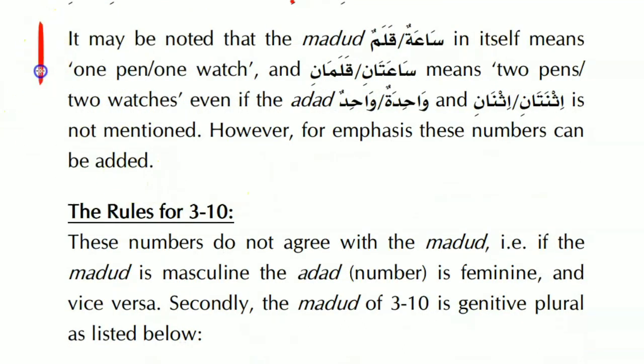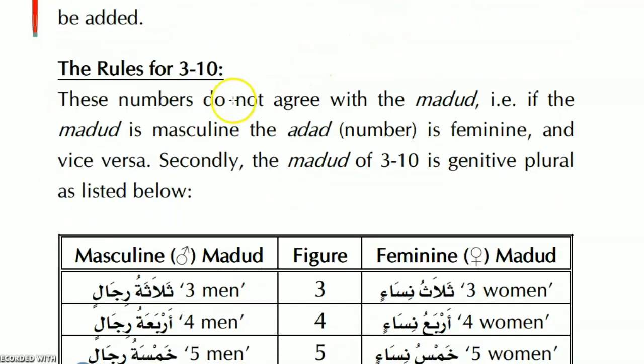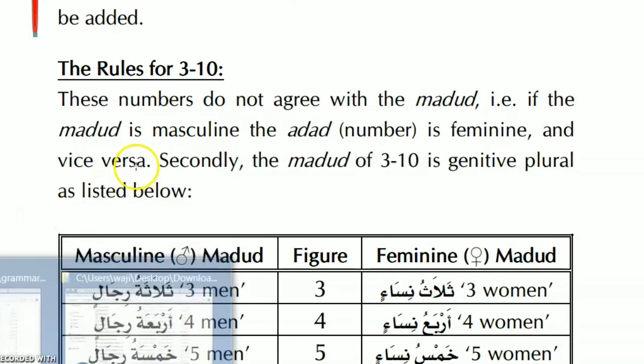Hopefully you are trying to understand what I am telling you. Fine. See, it may be noted that the ma'dud, qalamun or sa'atun itself, means 1 pen, or we say sa'atani means 2 pens. So wahidun and wahidatun have come accordingly with singular and dual, and muzakkar and muannas. Fine. Now the very important rule for 3 to 10. It is very important to understand what the rule is for 3 to 10, and it is quite different from 1 to 2. At first we understood 1 to 2 and now 3 to 10. These numbers do not agree with the ma'dud. Very nice. What is it saying?